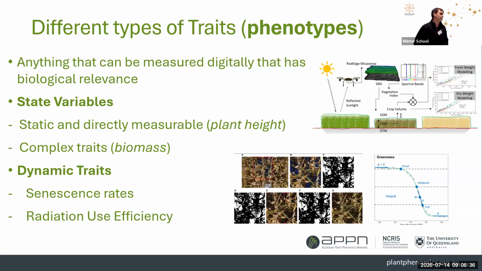So we have things like state variables, so something that we measure at a particular time. So this could be something like plant height at flowering. That's just a state of the crop at a particular time, or maybe like biomass. But then we also have dynamic traits. So these are things that are integrated over time, and they're really important when we think about how crops and plants interact with the environment. So things like how quickly they senesce or how efficiently they use light over their growth. So this is something to think about because this is the most important part of what we do with phenotyping.